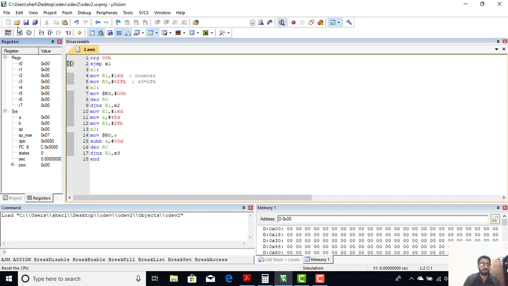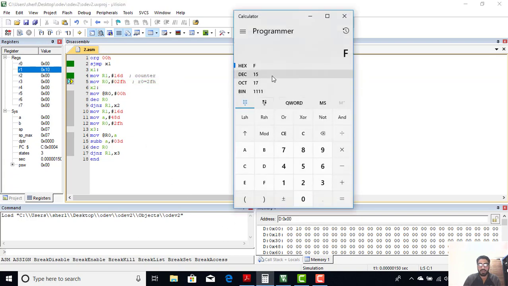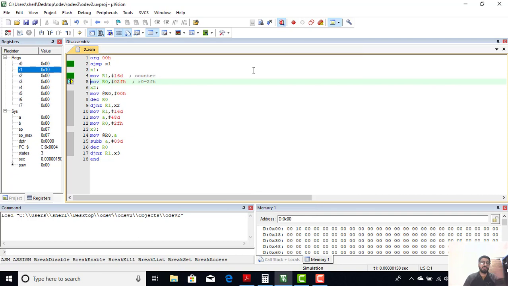So after running the program, we can know if we are working right or not. R1 is 10 hex, which means 16 decimal equals 10 hex. It's all the same, 16 decimal or 10 hex, whatever.